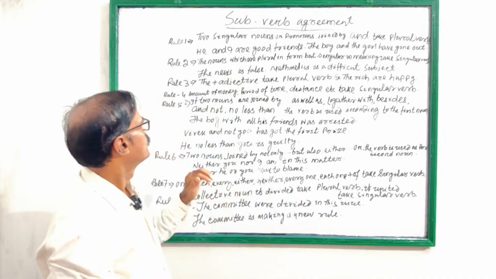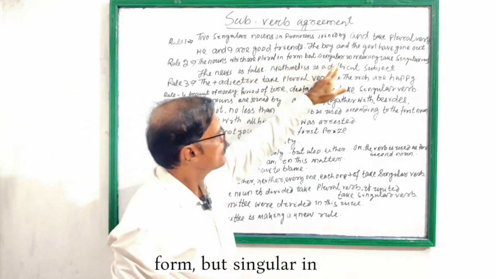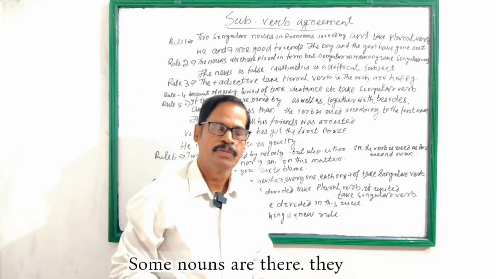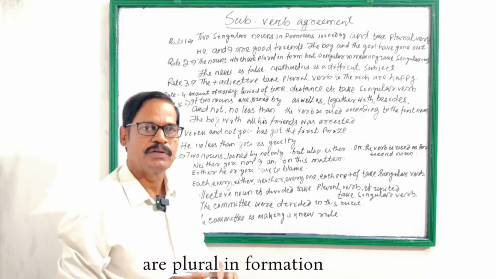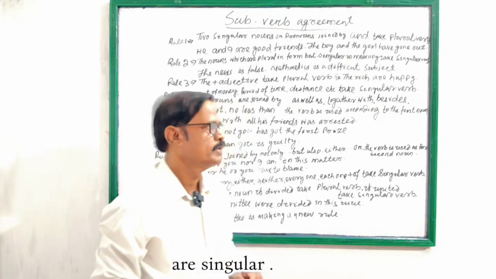Come to rule number 2. The nouns which are plural in form but singular in meaning take a singular verb. Some nouns are plural in formation, but in use, or in utility, they are singular.